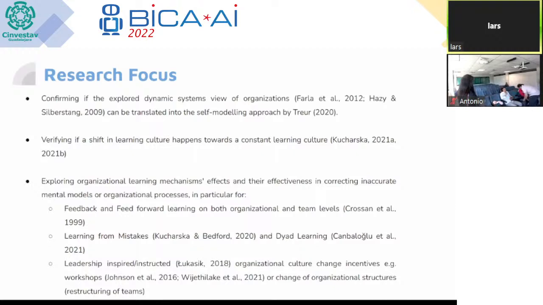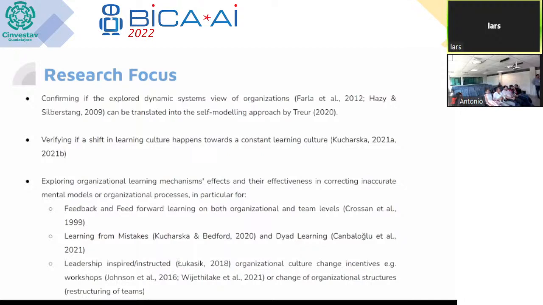While this whole research is quite far-reaching, we decided to have a research focus in which we first try to confirm if the explored dynamic systems sphere of organizations can be translated into the self-modeling approach that we use for our simulation. But we also want to verify if a shift in learning culture happens towards a constant learning culture if we apply those organizational change processes.